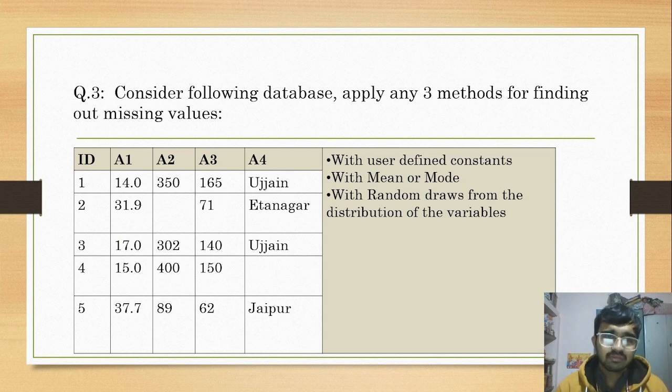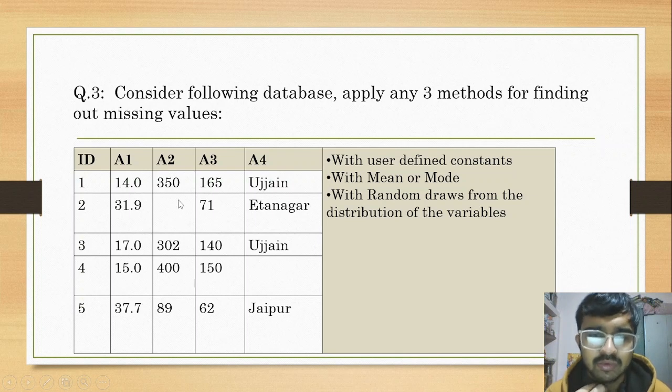We can create some constant for these attributes to replace. For A2 we can create a 0 value, and for A4 we can create NA or some constant like any other state, NA or unknown, that may be put in this database. Secondly, we can use a mean or mode method.